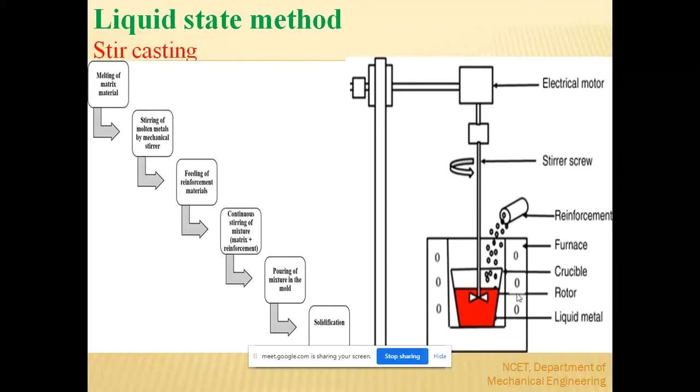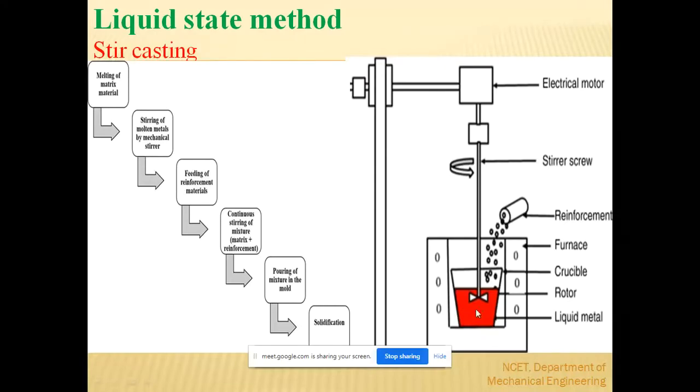And this was the furnace. See, already in the furnace the molten metal has been prepared, right, with a crucible and rotor. This was the rotor and liquid molten metal. See, this was the matrix material. As I mentioned here, melting of matrix material. First, we're going to melt the matrix material. Whatever red color you're seeing here, this is the matrix material.